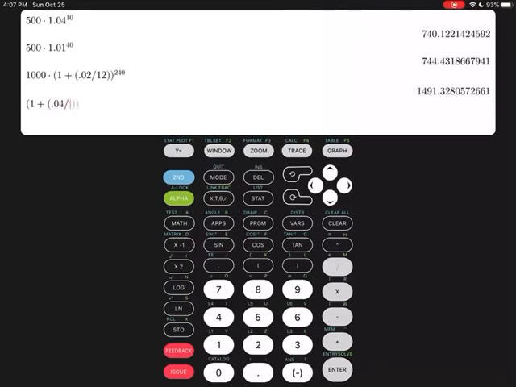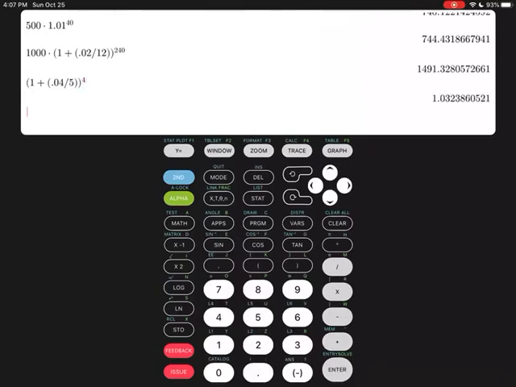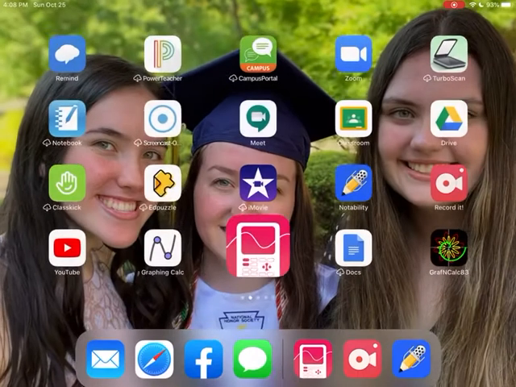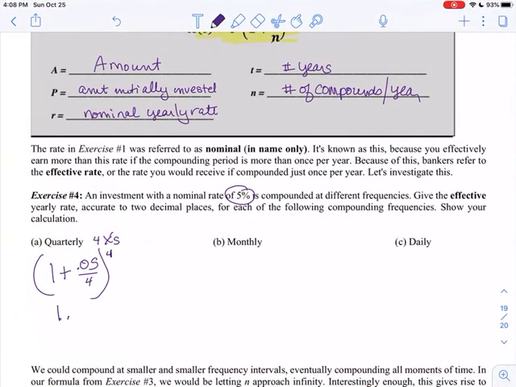So if I was to do that in my calculator, 1 plus 0.05 divided by 4 to the 4th. So again, I have parentheses 1 plus 0.04 divided by 5, and I want to do that to the 4th power, and I get 1.0323. Wait, I did something wrong. Oh, I wrote the wrong number. Let's try it again. So 1 plus 0.05 divided by 4. So I did the opposite. 0.05 divided by 4. All right, and I want that to the 4th because I'm compounding it quarterly.